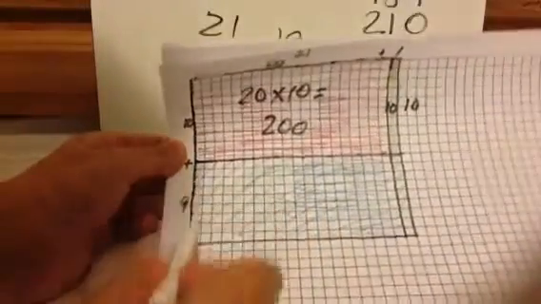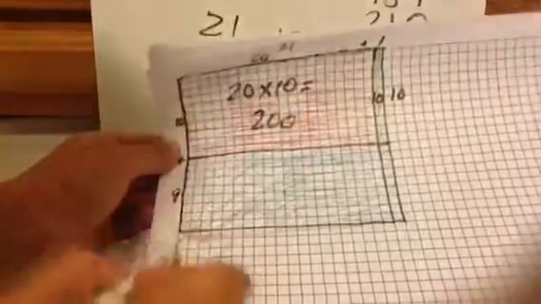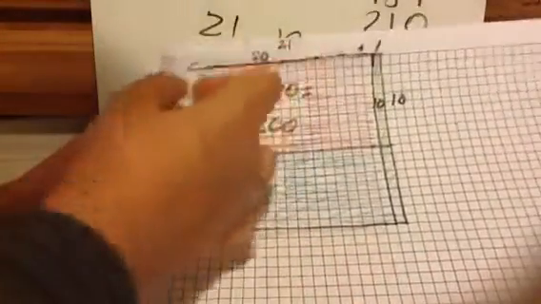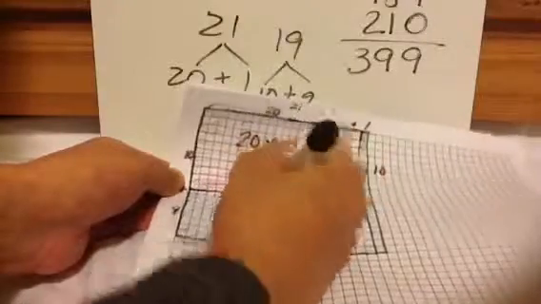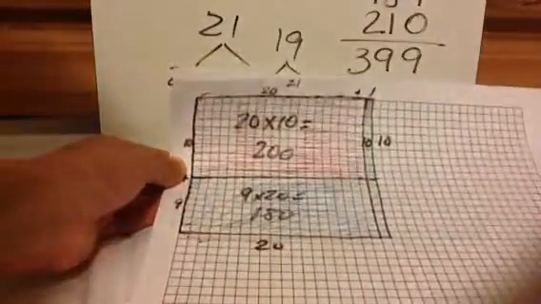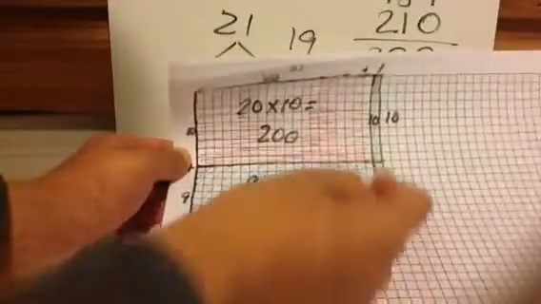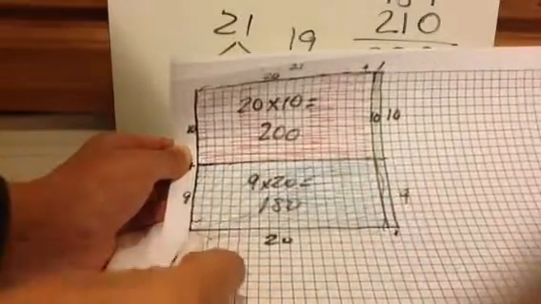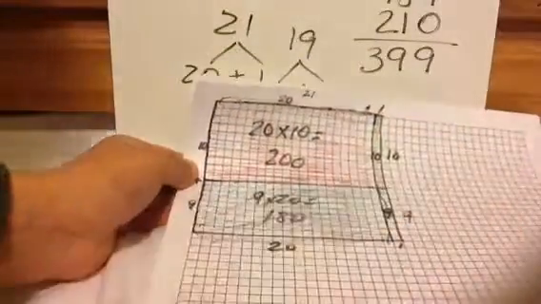This one is a 9 by 10, or 9 by 20, I'm sorry, because the top part is 20. So a 9 by 20 equals 180. And then this one here, this is 9 because this side is 9. This is 1 because that top part is 1. So that would be 9.